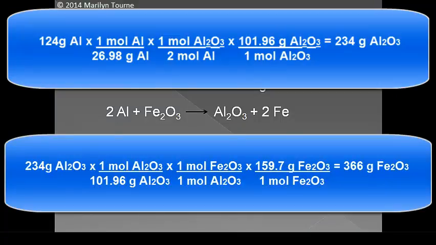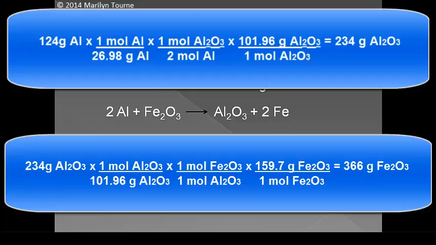234 grams of aluminum oxide. You use the molar mass of aluminum oxide to get 2 moles of aluminum oxide, and then you go back to iron(III) oxide because that was your excess, right? They want to know how much excess is left. So you've got to go back to the one that was the excess, which is the iron(III) oxide.